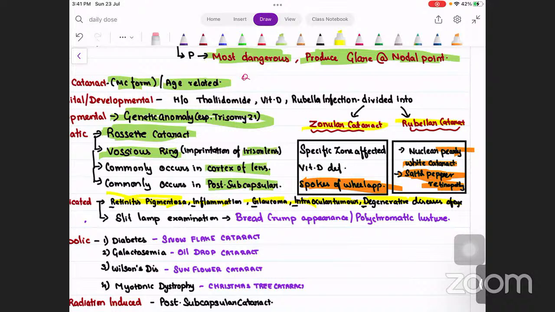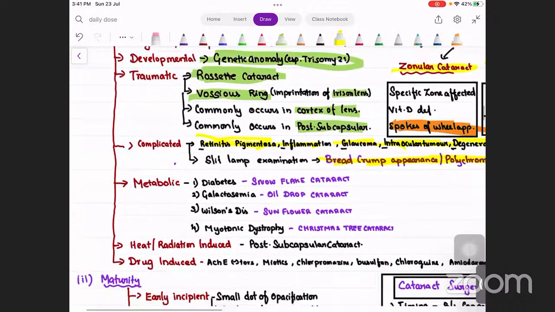Then slit lamp examination shows a breadcrumb appearance with polychromatic luster. Breadcrumb appearance with polychromatic luster. Then you have the metabolic ones.